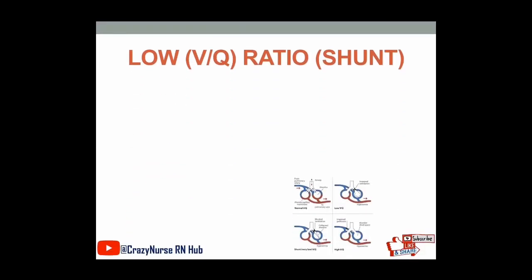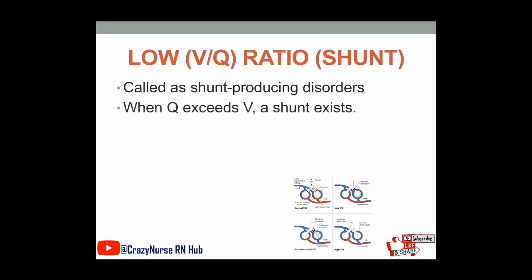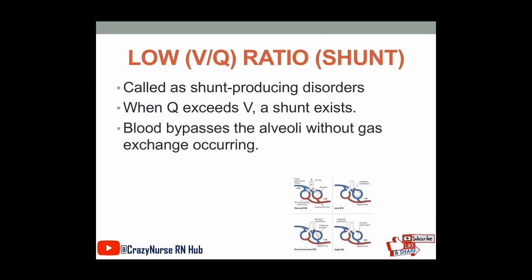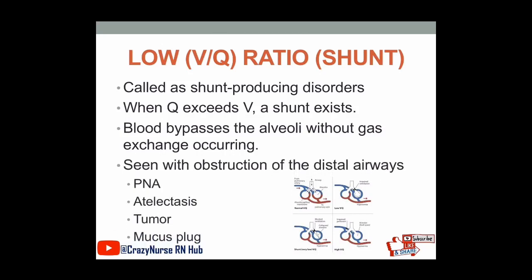Now we have your low ventilation and perfusion ratio, or we call that shunt. Okay, so it is called a shunt producing disorder. When perfusion exceeds ventilation, a shunt exists. That means blood bypasses the alveoli without gas exchange occurring. So it is seen with obstruction of the distal airways such as pneumonia, atelectasis, tumor, and mucus plug.